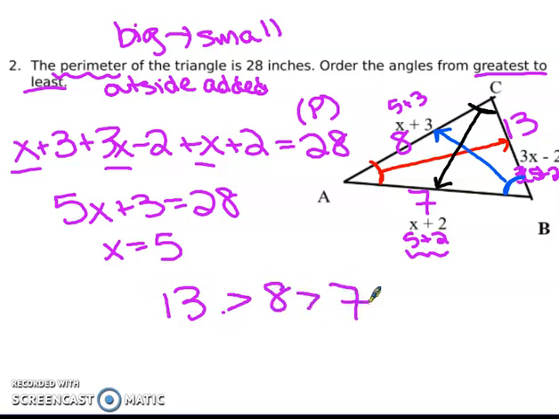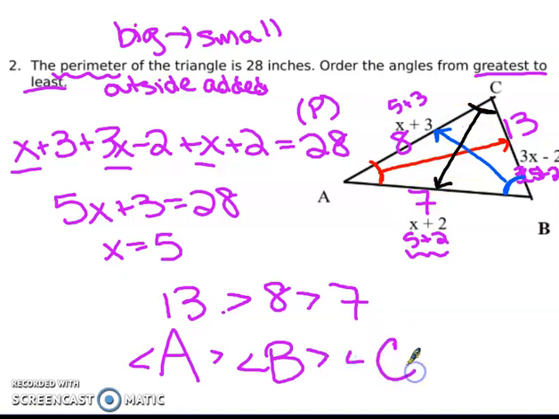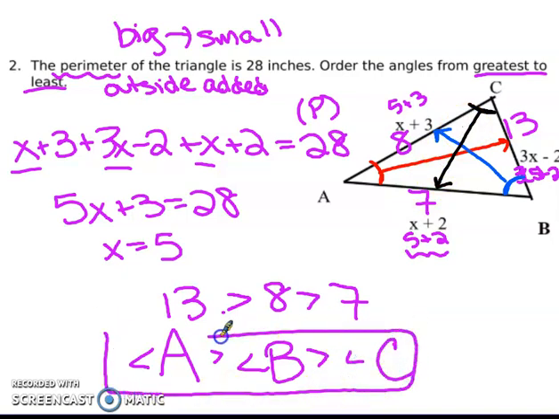Now I'm just going to follow my arrows to see the angles. 13 leads me back, so angle A is my largest angle. Well, that's greater than, if I look at 8 and follow the blue, it takes me back to angle B, which is greater than, I'm going to look at 7 and follow the black line back. It takes me to angle C. So, in order from largest to smallest would be A, B, C. But make sure you read it carefully. Make sure you draw those arrows so you know exactly what side is across from what angle.